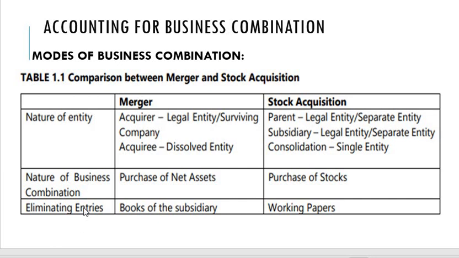As to the nature, a merger is a purchase of net assets. However, a stock acquisition is a purchase of stocks. For the eliminating entries, since in a merger the acquiree is dissolved, of course the records of the acquiree, or the company that will be dissolved, are eliminated. However, for stock acquisition, the eliminating entries shall be done in a working paper. That's the same thing we do in home office and branch when combining financial statements. So all the eliminating entries will be in the working papers.